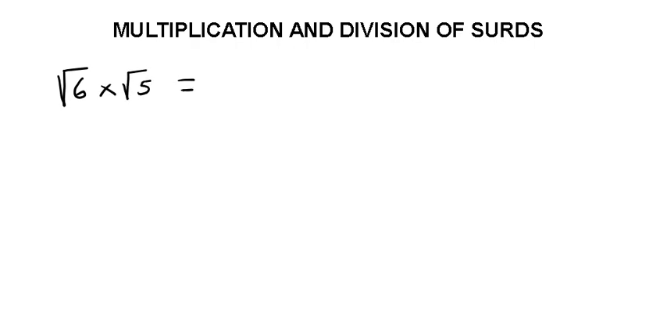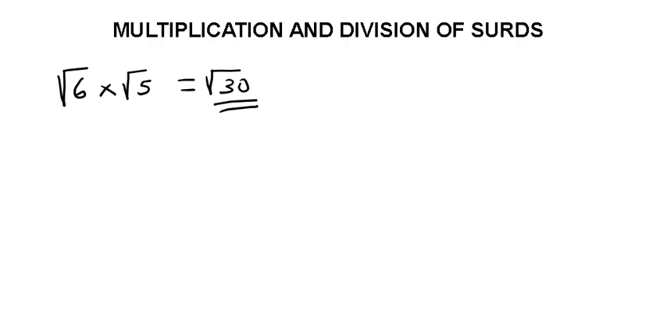Now, this is going to give us square root of 30. 6 multiplied by 5 will give you 30. Therefore, square root of 6 multiplied by square root of 5 will give you square root of 30. So square root of 30 becomes our final answer. We cannot proceed further because 30 is not a perfect square. So we leave our answer here.